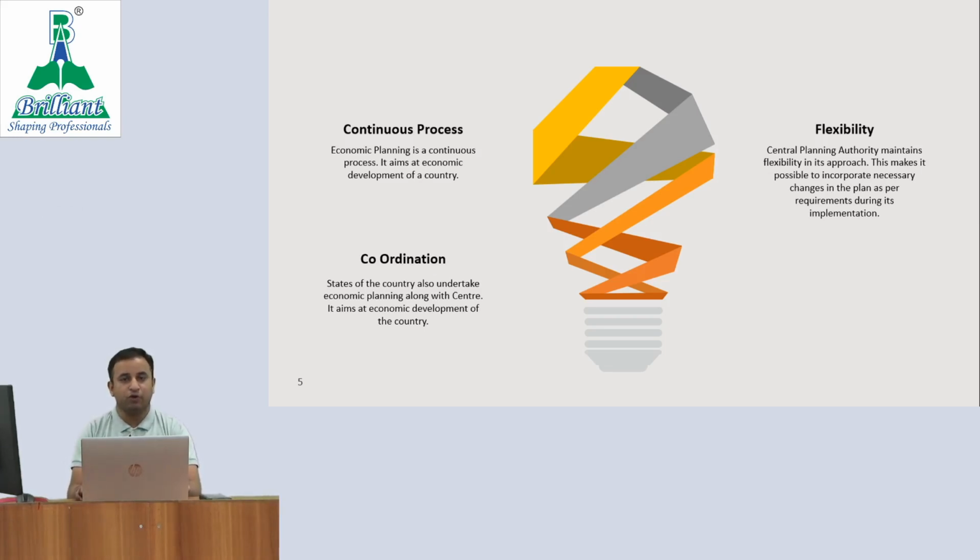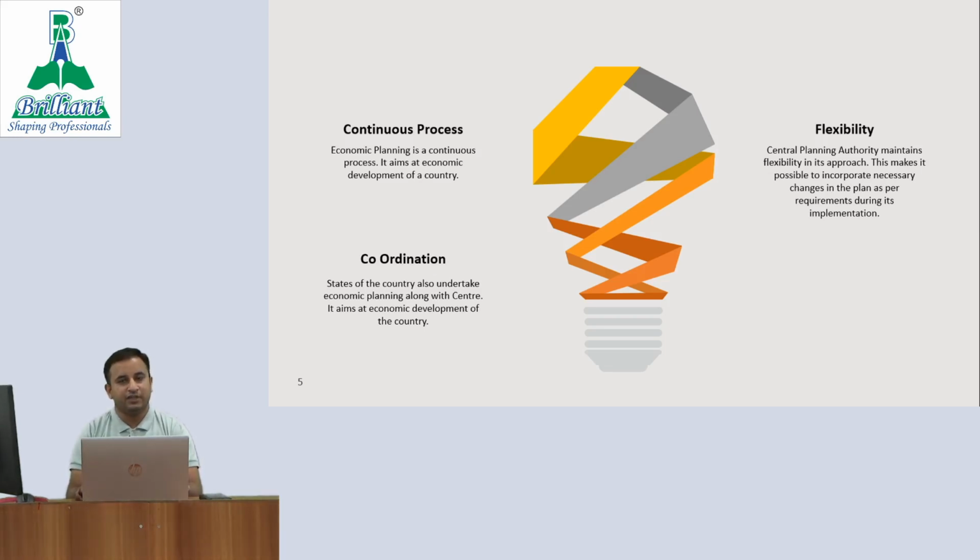Coordination is also an important feature of economic planning. States of the country also undertake economic planning along with the center. As we know, we have cooperative federalism in India, where the role of the center as well as the role of the states is important. So states coordinate with the center, and the center guides the states in order to achieve their respective economic objectives.